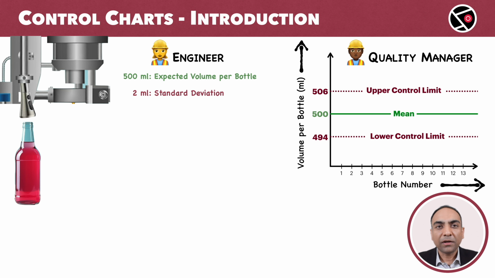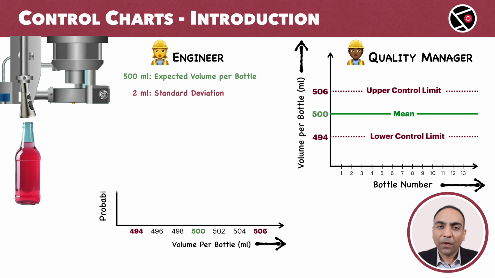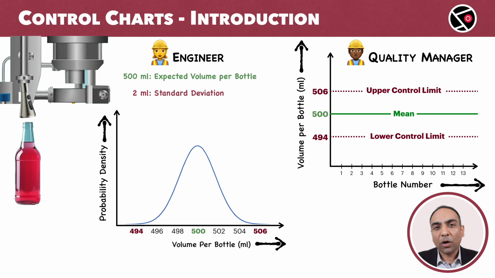She fine-tuned the machine and used it to fill a bunch of bottles. For each bottle, she noted down the volume of the liquid that was filled. These data points are our samples. She then plotted the probability distribution for these samples with the volume per bottle on the x-axis and probability density on the y-axis. The plot would have looked something like this. This plot, in common language, is called the bell curve, but engineers refer to it as the normal curve or the Gaussian plot.